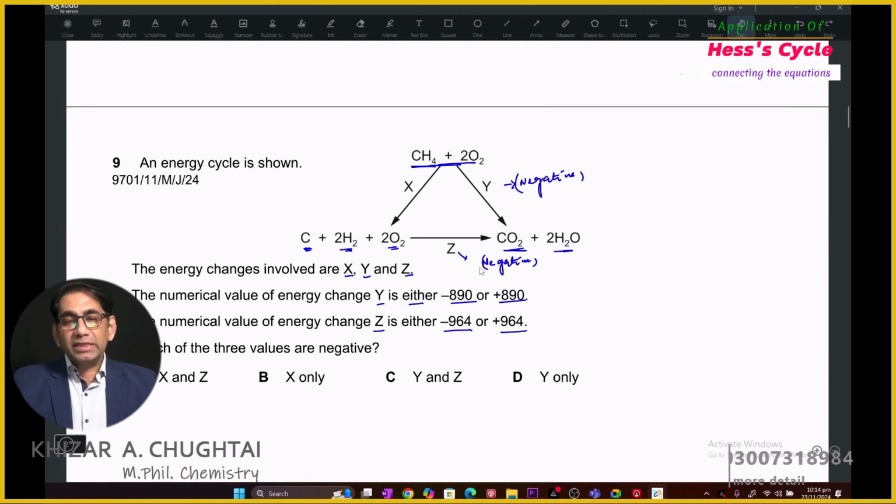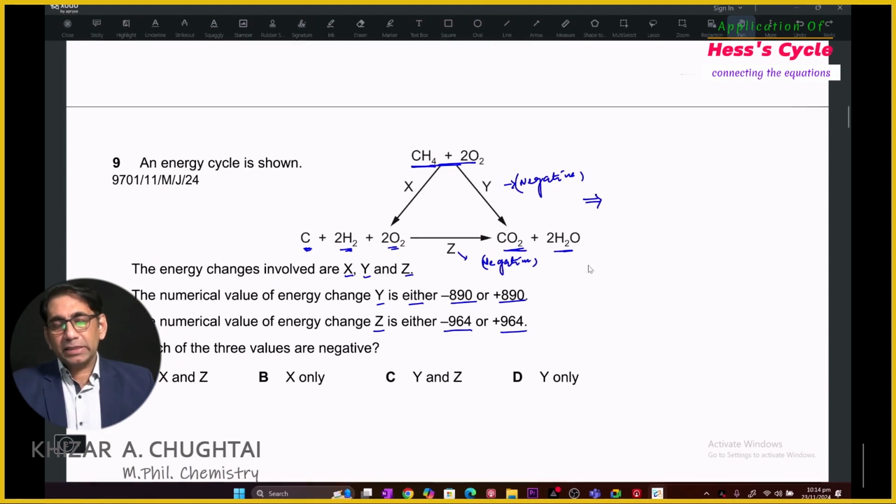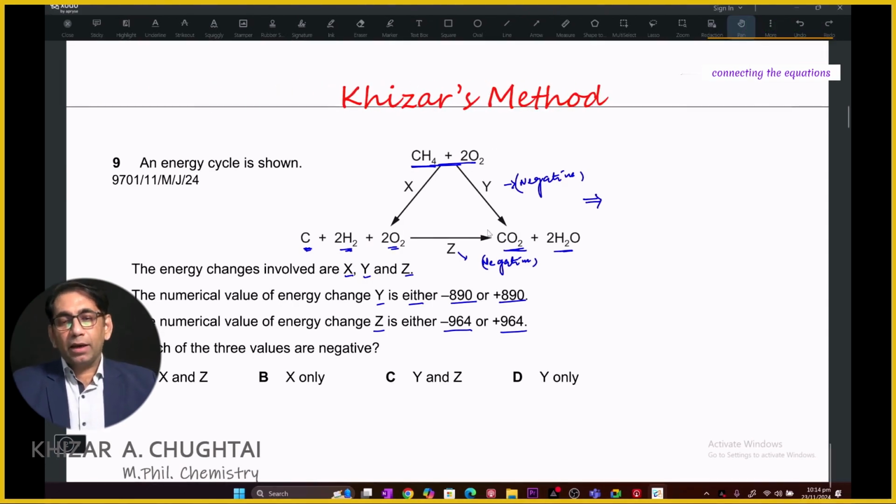In this sequence, I'm going to apply Hess's cycle. Hess's cycle is applied by my method, by Khizar's method. Let's suppose these 3 reactions are behaving like vectors, and I'm going to find a resultant vector from these 3 vectors. Which one of the vectors X, Y, and Z is going to behave as the resultant vector? A vector that has its head connected with the other vector's head, and its tail connected with the tail of the other vector. So in this scenario, Y is behaving as the resultant vector.